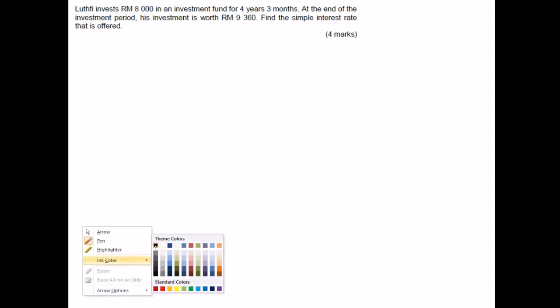Okay, this is the first question. Lutfi invests RM8,000 in an investment fund for 4 years 3 months. At the end of the investment period, his investment is worth RM9360. Find the simple interest rate that is offered.